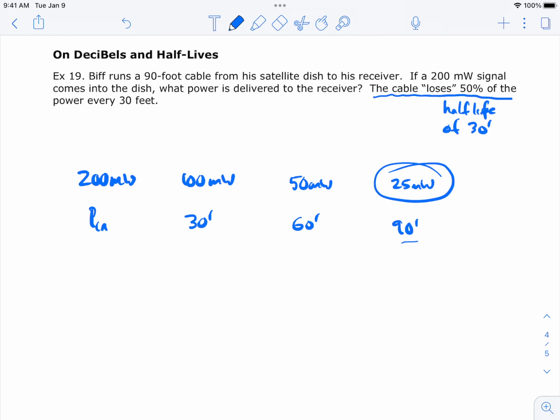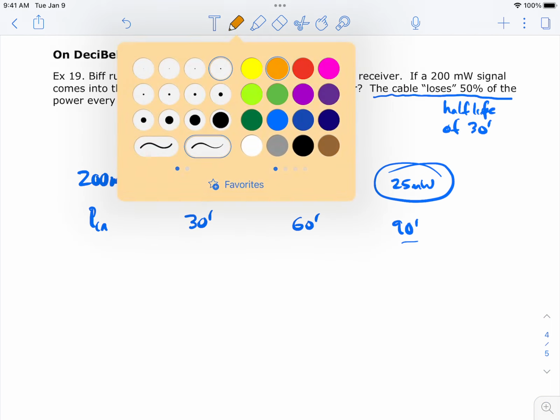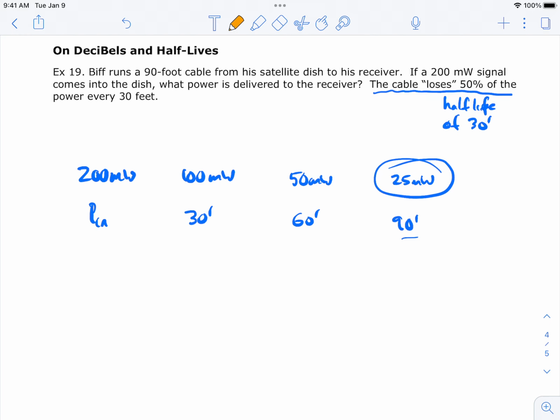Well, this is kind of interesting. Let's take the log of 200. I'll do this here. Take the log of the power. If I take the log of 200, and I'm just going to do that on my calculator right now, log of 200 comes out to 2.30. If I take the log of 100, I'm going to get actually 2.00.